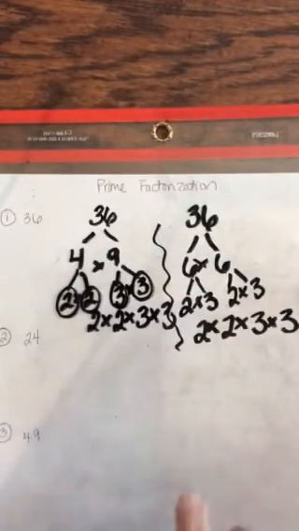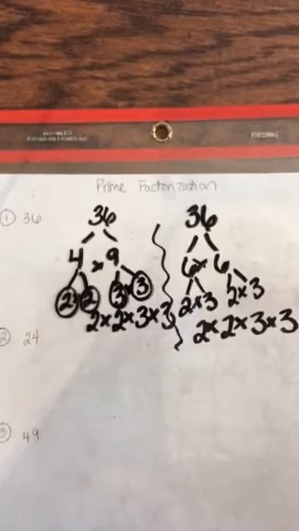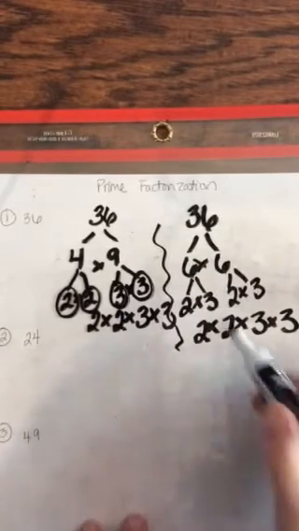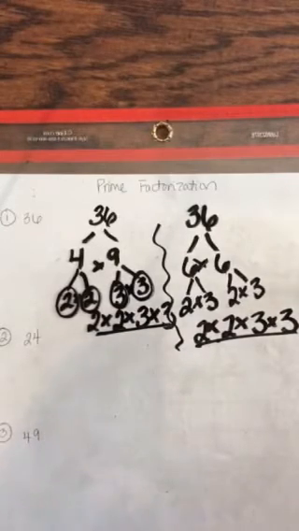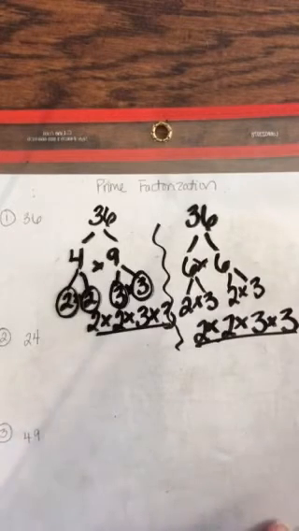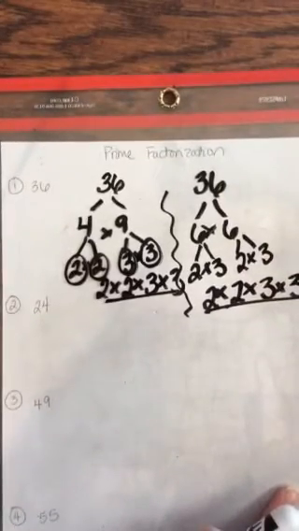And now, hopefully you're noticing, no matter which way I started with which fact for 36, I still end up with the same answer. 2 times 2 times 3 times 3 will get me the prime factorization for 36. Now, let's move on to 24.